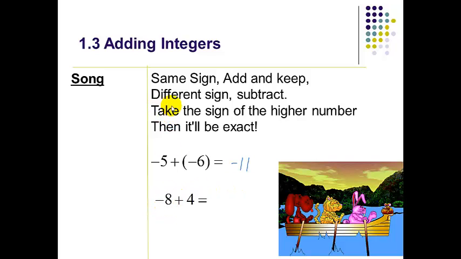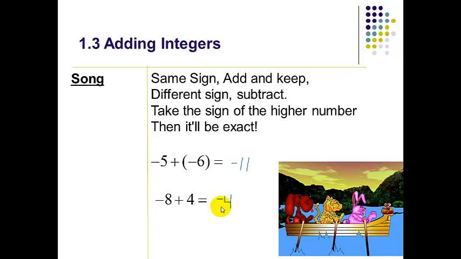And then here would be another example. Different signs. I have a negative and a positive. So different signs, subtract. 8 minus 4 is 4. And then I take the sign of the higher number, and then it'll be exact. Technically, you could think about which one is the furthest away from 0, and that would be the -8. So it's going to be a -4.